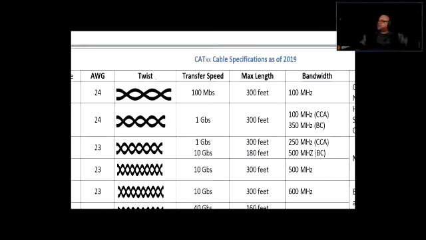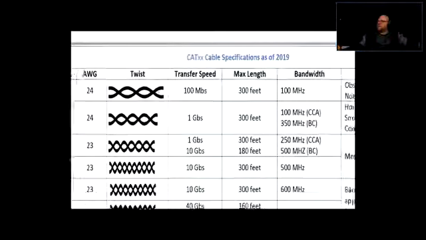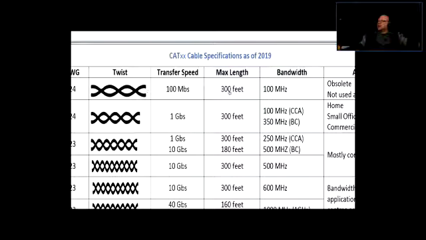So the transfer speed for data is 100 megabits per second for Cat5, right? Then the maximum length of the link, the end-to-end link. The longest cable that you can use in Cat5 would be 300 feet, right?